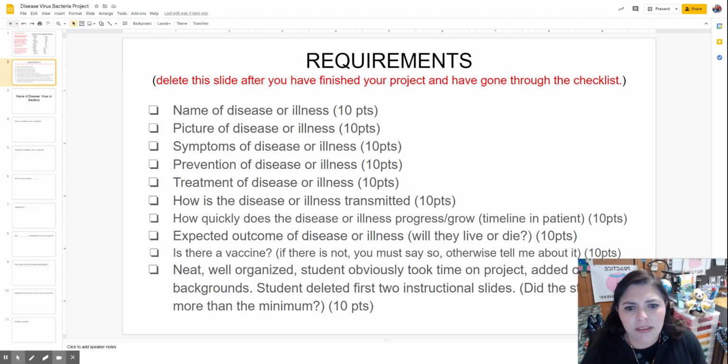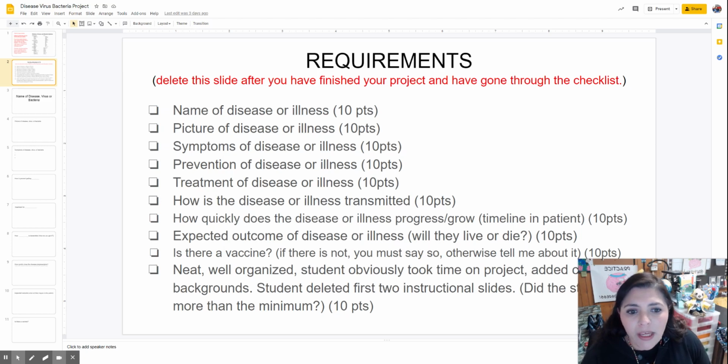The symptoms of the disease or the illness. In other words, how does the person feel? How is it affecting the person? Prevention of the disease or illness. If there is some way to prevent the illness, like washing your hands, or, for something like lung cancer, not smoking, things like that, that's what you would write here.